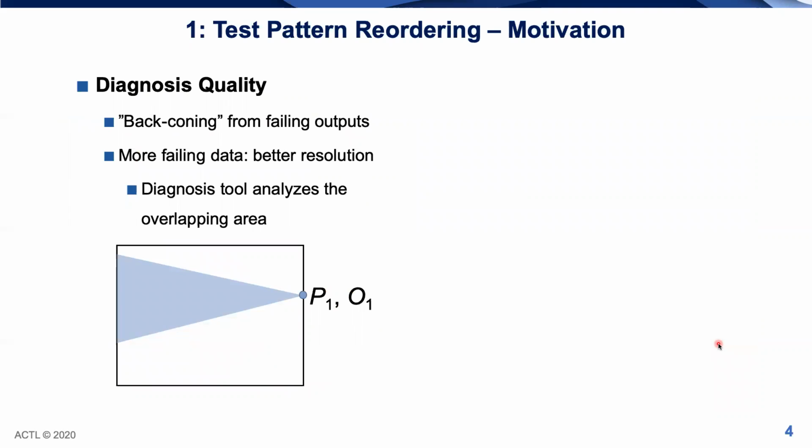The first project, test pattern reordering, is motivated by the conflict between diagnosis quality and test cost. In general, the more test responses collected, the more precise a diagnosis can be obtained. For example, as shown in this figure, if only the test response for pattern P1 is at hand, then the entire backcone of O1 will be possible candidates. However, if the response from pattern P2 is also included for diagnosis, the possible candidate area can shrink to the overlap of the 2 backcones, leading to a potentially better resolution.